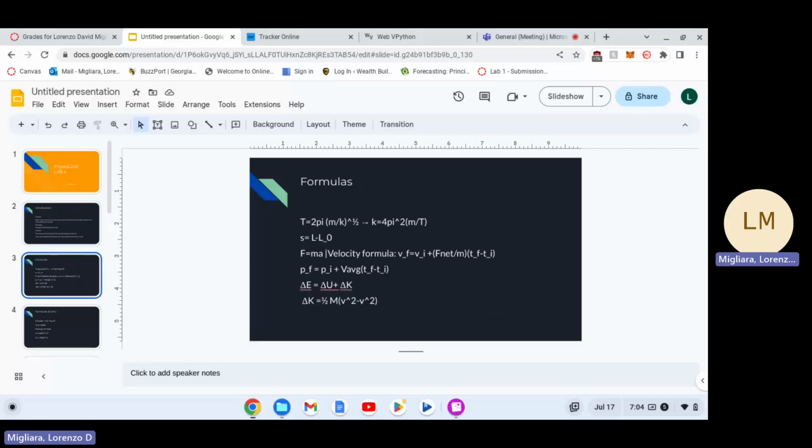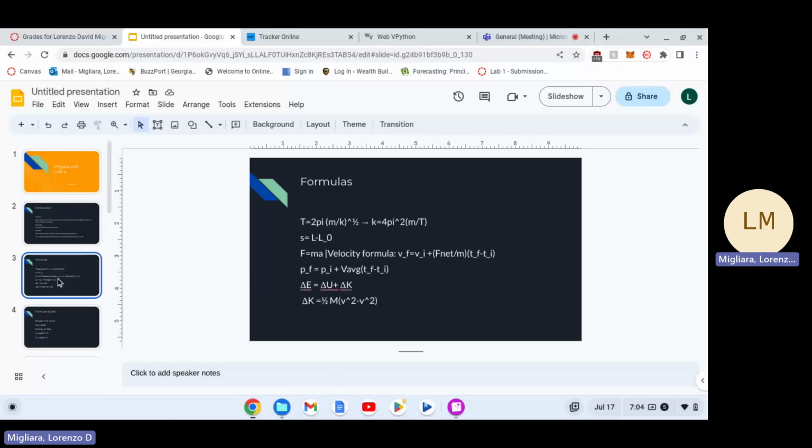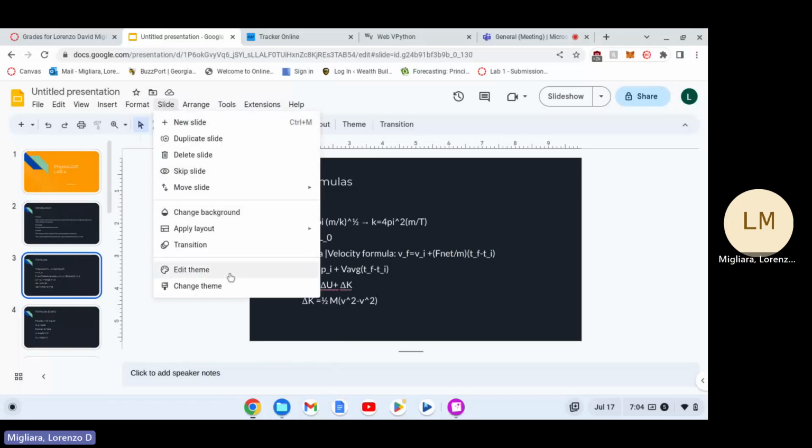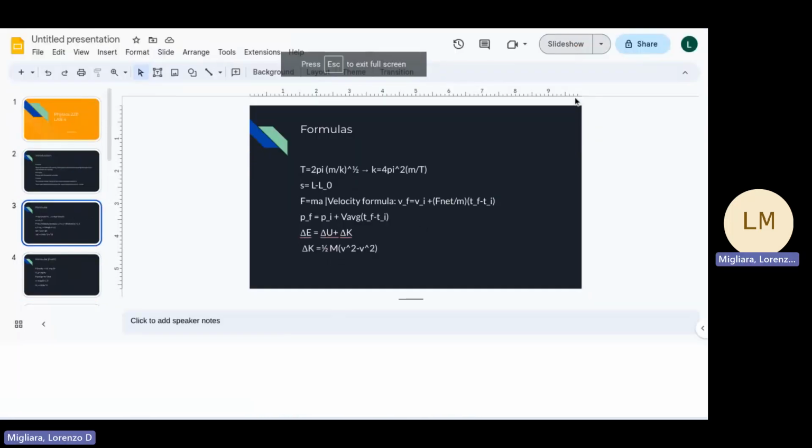Now here we go. We have a couple formulas here. We have the oscillation period formula. We've got the momentum formula. We've got the formulas for energy conservation and kinetic and potential energy, the force of a spring, the force of gravity. So all of these, as you can see written here, we're going to use throughout. And actually, let me slide into presentation mode. There we go.